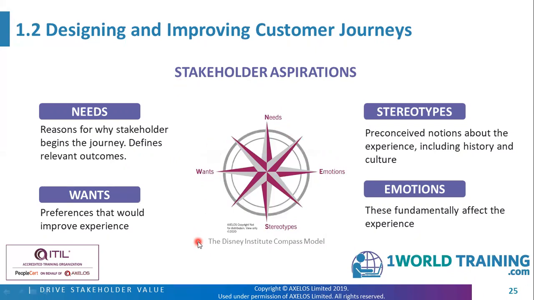A good way to understand stakeholder aspirations is to apply the Disney Institute Compass model, where it considers four characteristics: needs, wants, stereotypes, and emotions. This model is a helpful tool for identifying needs, desires, and emotional mindsets of stakeholders using the four considerations. The needs are about the basic reasons to begin the journey and define stakeholder outcomes. The wants are less definitive. This is what people prefer to have. It improves their experience, and their fulfillment helps exceed expectations.